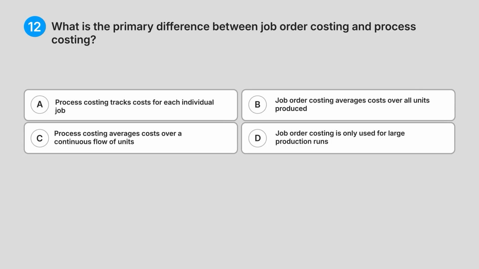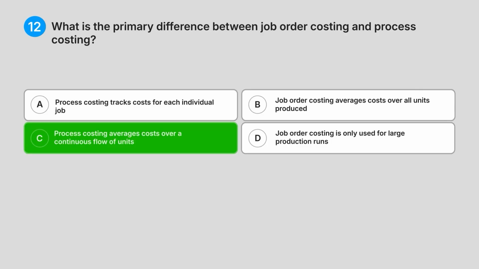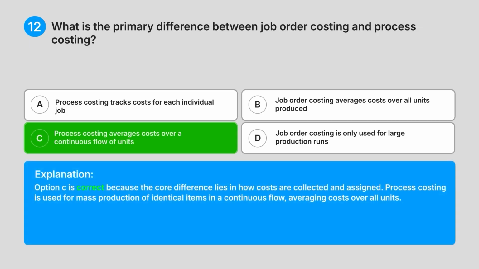Correct answer, C. Process costing averages costs over a continuous flow of units. Explanation. Option C is correct because the core difference lies in how costs are collected and assigned. Process costing is used for mass production of identical items in a continuous flow, averaging costs over all units.